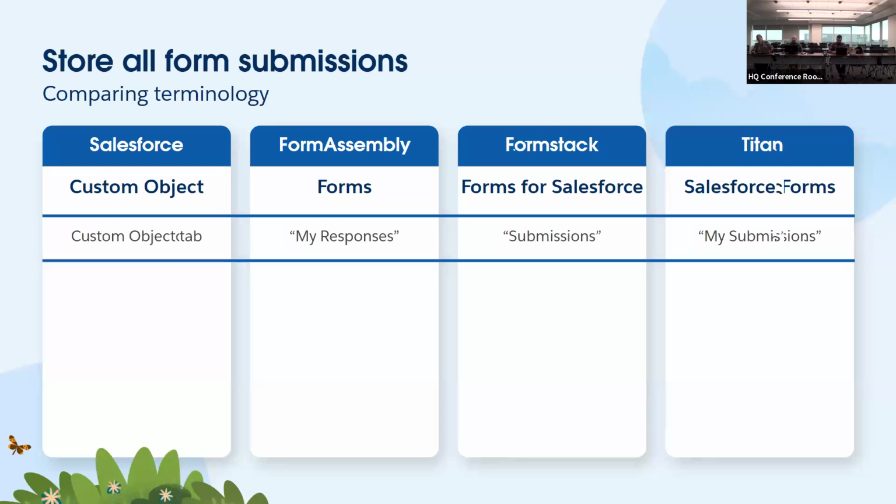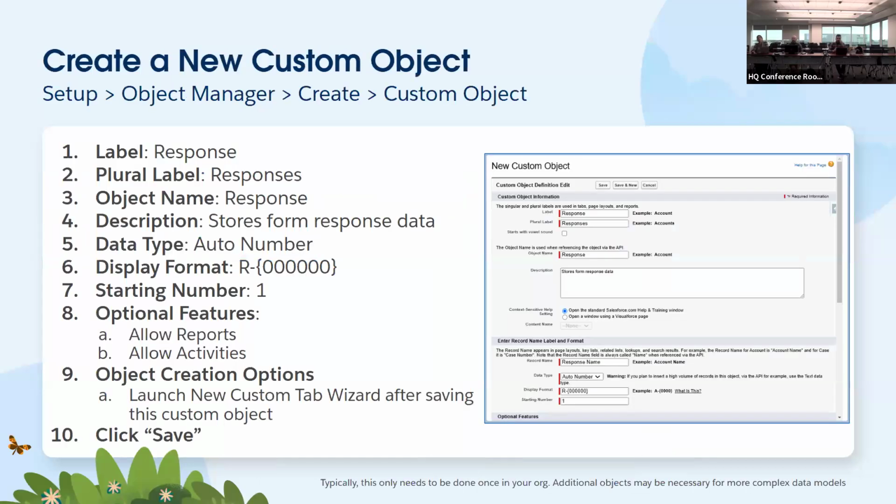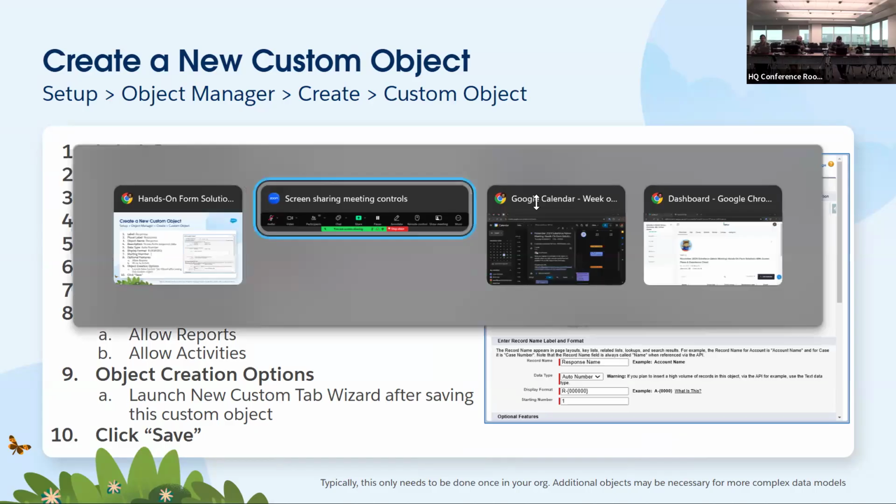Cool. So first thing we're going to do is create a new custom object. I should have put the slide numbers on here. So you'll have this one up. I don't even know what slide it is. Slide number 6. Slide number 6, thank you.